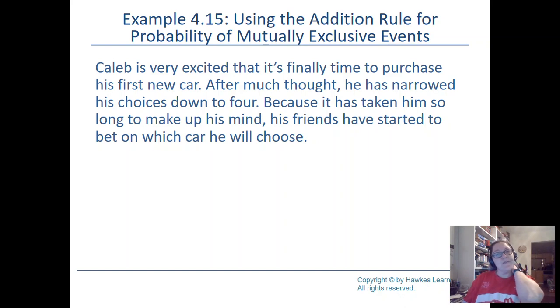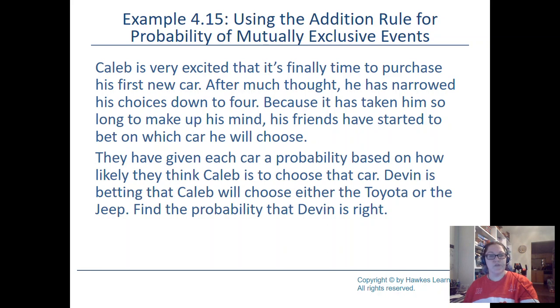So Caleb is very excited that it's finally time to purchase his first new car. Now, after much thought, he narrowed down his choices to 4. Now, because it has taken him so long to make up his mind, his friends have started to bet on which car he will choose. Okay, now they've given each car a probability based on how likely they think Caleb is going to choose that car. So Devin is betting that Caleb will choose either a Toyota or a Jeep, and we're going to find the probability that Devin is right.